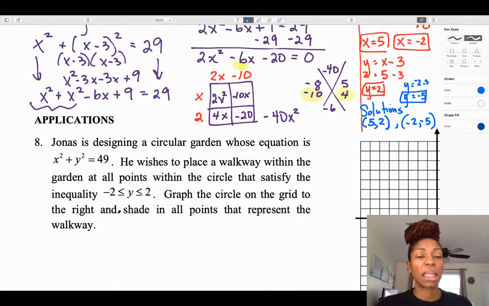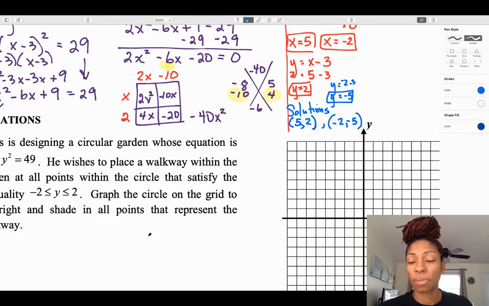Jonas is designing a circular garden whose equation is x squared plus y squared equals 49. He wishes to place a walkway within the garden at all points within the circle that satisfy the inequality y is between negative 2 and 2 inclusive. Graph the circle on the grid to the right and shade in all points that represent the walkway. Well, let's start by graphing the circle, and then we'll figure out what in the world they're talking about with this walkway business.